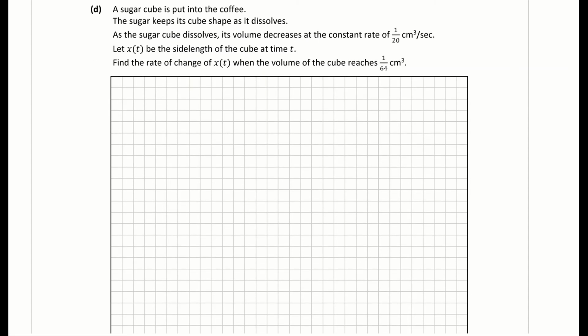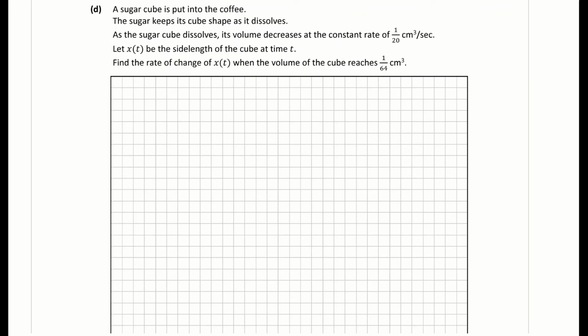So a sugar cube is put into the coffee. The sugar keeps its cube shape as it dissolves. As the sugar cube dissolves, its volume decreases at a constant rate of 1/20th centimeter cubed per second. Let x of t be the side length of the cube at a time t. Find the rate of change of x of t when the volume of the cube reaches 1/64th.